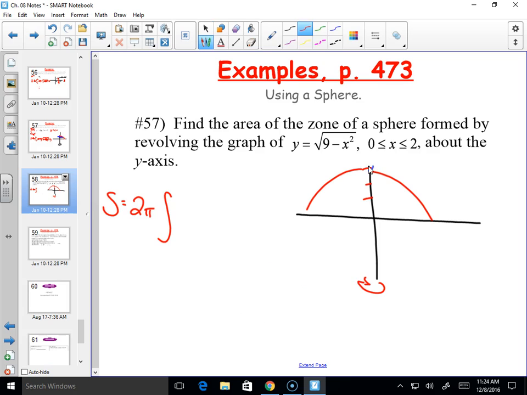So then plugging in, that would be 9 minus 4, which would be the square root of 5. Square root of 5 would be 2-ish, but a little bit higher, 2.2. So we'll say x is 2 right there. So our zone's a little bit higher than 2-ish. And the picture is still very similar, but we need to go from 0.